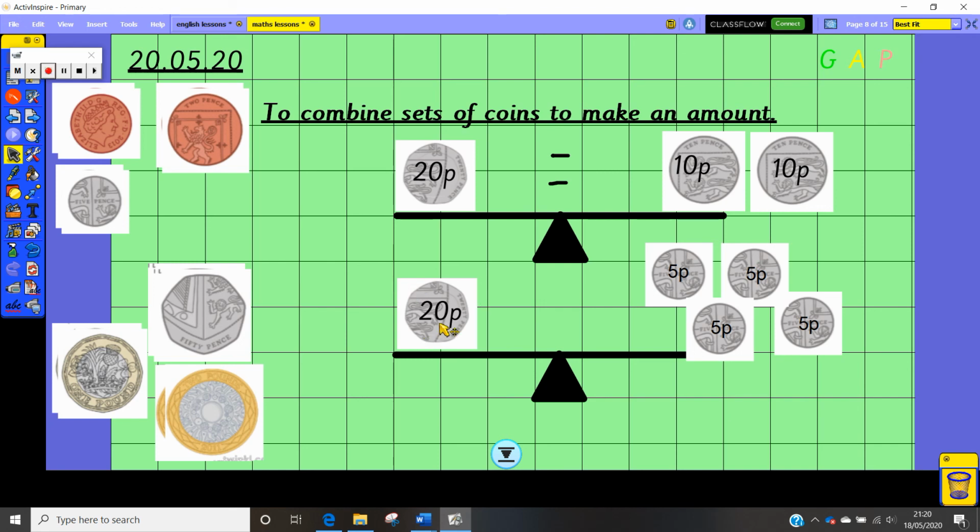Well done, everyone. So in today's lesson, you're going to have a go at combining sets of coins to make an amount, just as we have done here. So if you pop back to the website, you will find some questions under your colour group for the class. Have a go at them, write them in your book and send your work to me. Good luck, everybody, and take care.